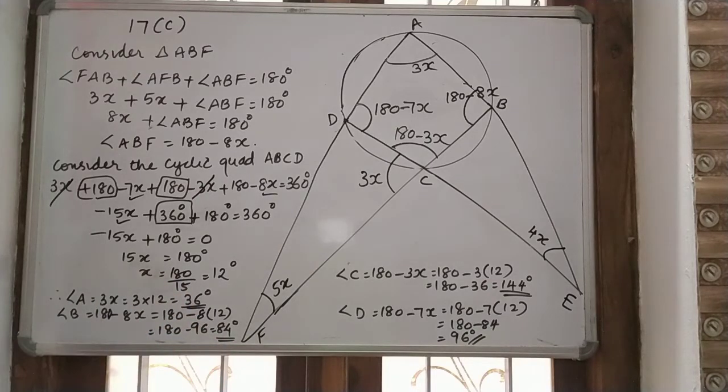Then angle C is equal to 180 minus 3x. So 180 minus 3 into 12. So 3 into 12 is 36. 180 minus 36 is 144. Angle D is equal to 180 minus 7x. So 180 minus 7 into x value is 12. So 180 minus 84, which is equal to 96.